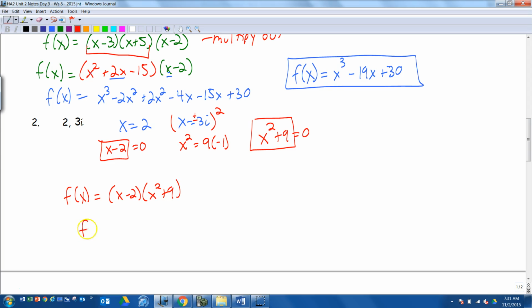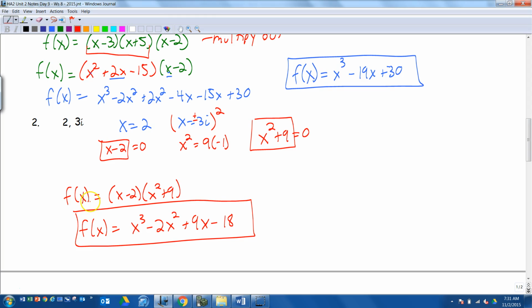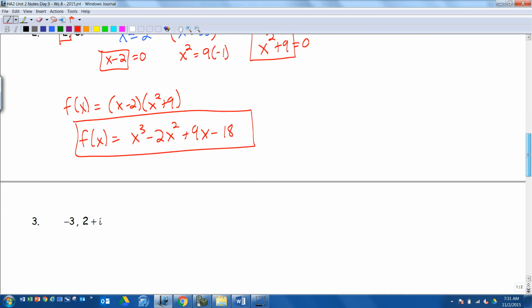So when we FOIL that, you get x cubed minus 2x squared plus 9x minus 18, and that's it. Again, you can graph it to make sure that that one is there. You can only check the real answers, and then the imaginary you can synthetically divide and see.